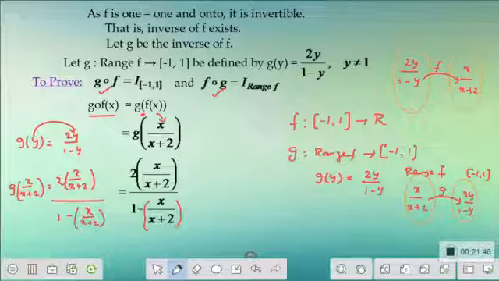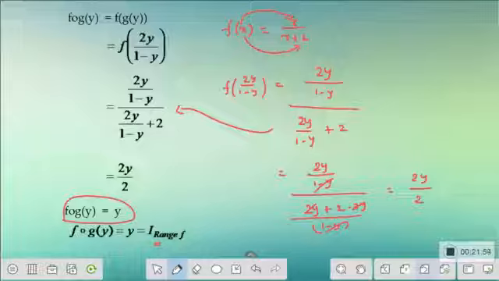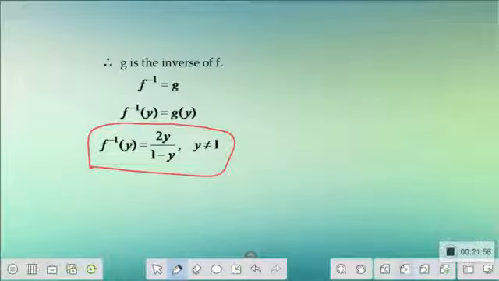So with that understanding, we have proved that g is the inverse of f, that is 2y by 1 minus y is nothing but f inverse of y. So f inverse of y is equal to 2y by 1 minus y, which is defined from range f to the closed interval minus 1 comma 1, is the inverse for the given function f. So with this I conclude the session, because the operations that we have learnt now are not very easy.